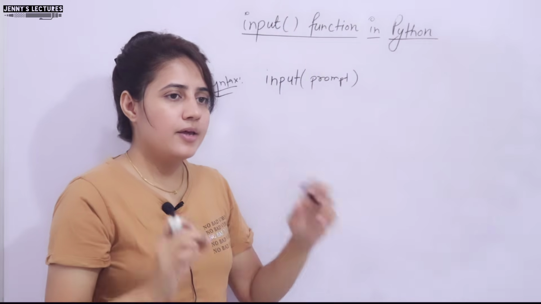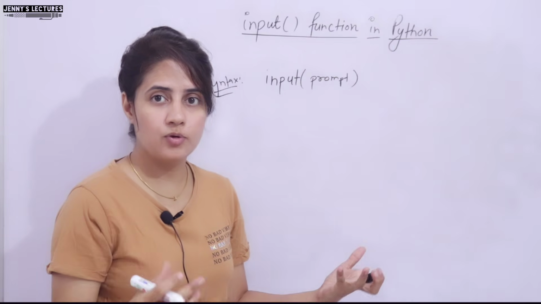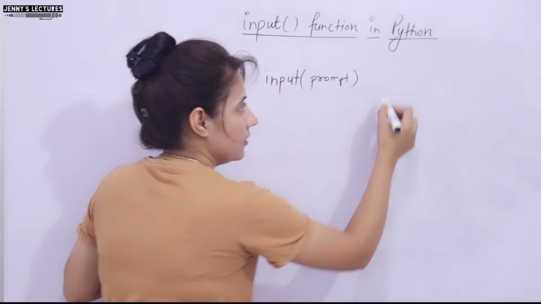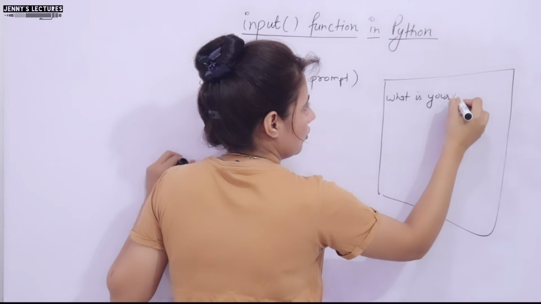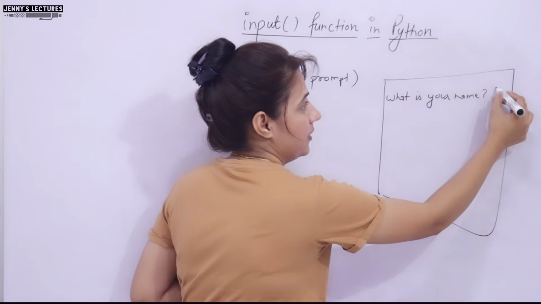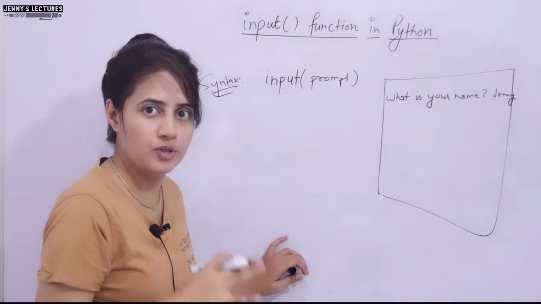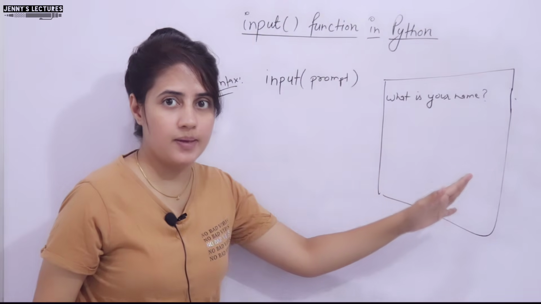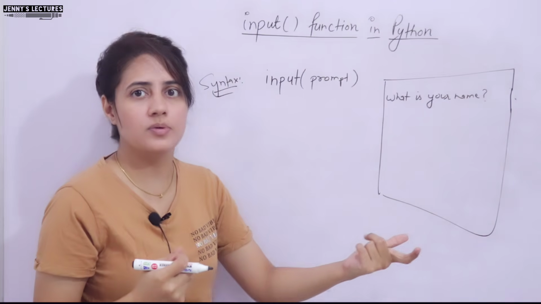See, if I want to ask your name with the program, whenever I run a program in Python, it should ask what is your name. This is my output screen and it should print here, what is your name, and then you will enter, like I am entering Jenny. It will take input from the user. Anybody can enter his or her name. So this, what is your name, would be on the screen, which the user can see. So this is what a prompt is.